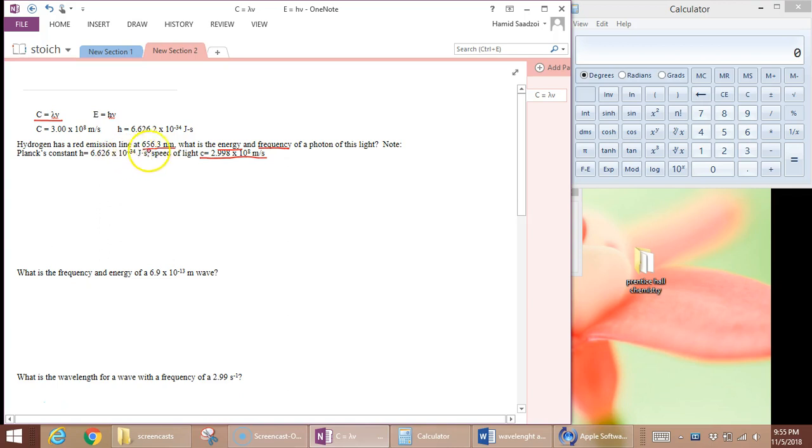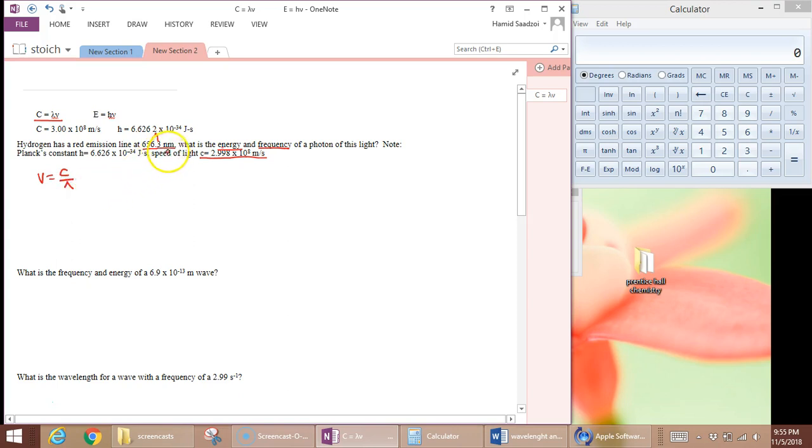So here we have hydrogen, which is an emission of 656.3 nanometers. So that's our wavelength, our lambda. We're looking for energy and we're looking for frequency. There's Planck's constant, there's the speed of light. First thing we want to do is calculate the frequency, because in order to calculate energy, we need the frequency. So we're going to use this equation and rewrite it to calculate for frequency instead. So frequency is equal to c over lambda, which is wavelength.